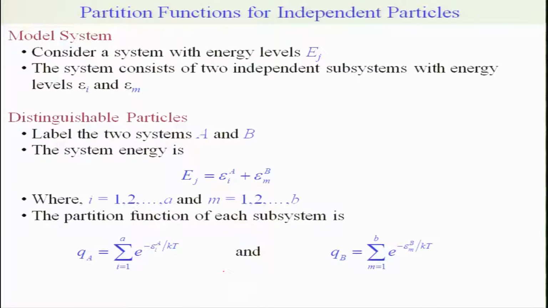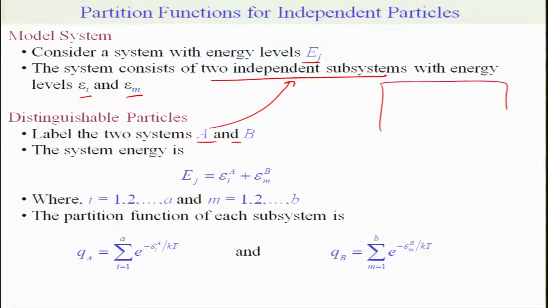Let us assume that a model system has energy levels E j, and j of course will vary. The system consists of two independent subsystems with energies E i and E m, and we are considering independent particles, and we are also going to consider distinguishable particles. Let us label the systems A and B, because A and B correspond to two independent subsystems.